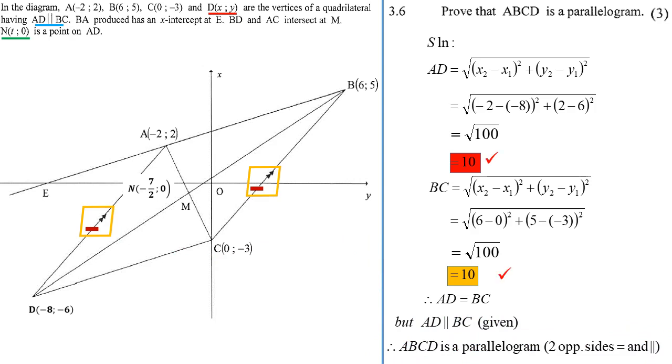You get a mark for the value of AD, you get a mark for the value of BC, and then you also get a mark for conclusion with correct reason. Okay. Conclusion with correct reason. Very simple. That is how you get your 3 marks.